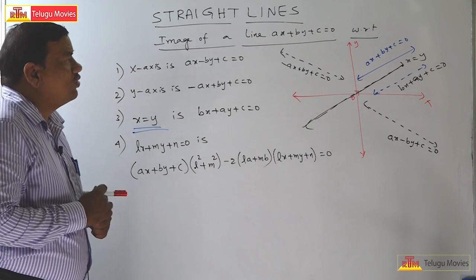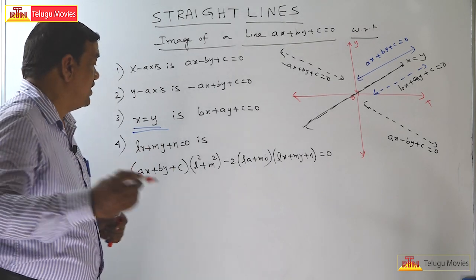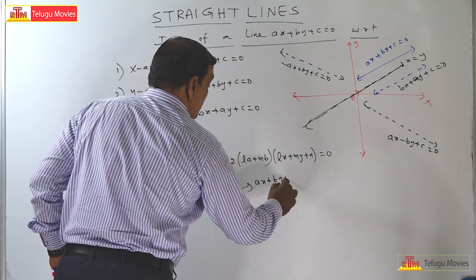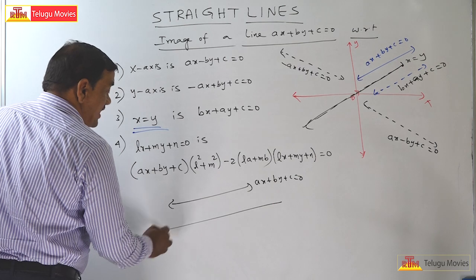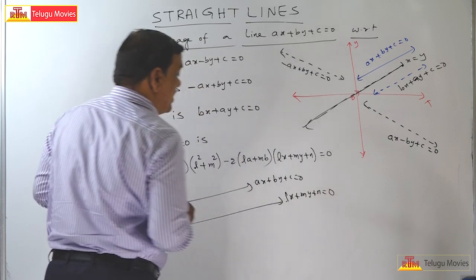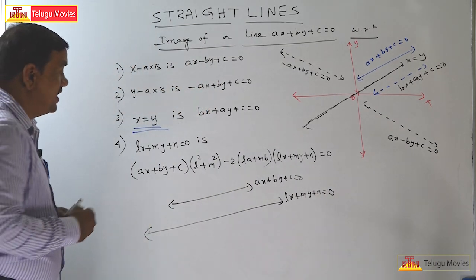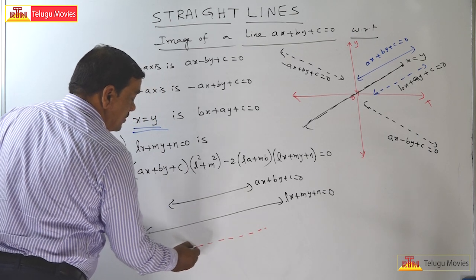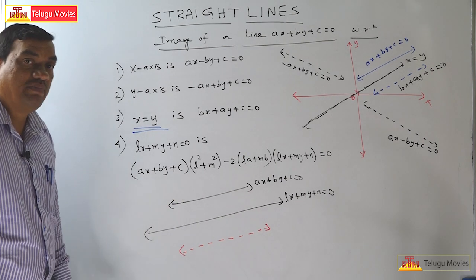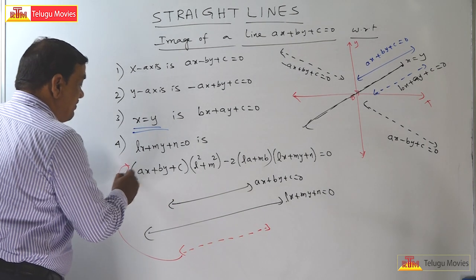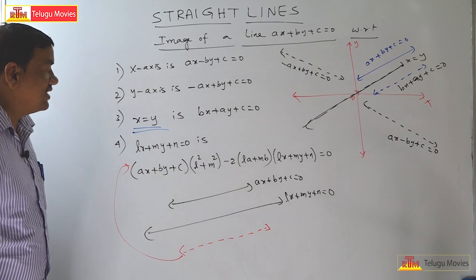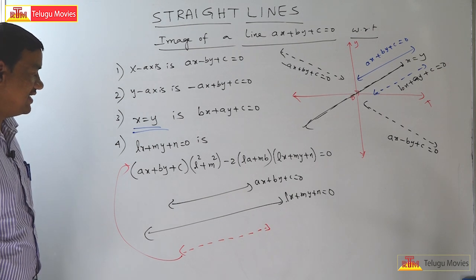So we don't want the x coordinate and y coordinate here. If a line is given, this is a line equation ax plus by plus c is equal to 0, with respect to another line lx plus my plus n is equal to 0, its image will be like this. So its image is this. The image of the line ax plus by plus c is equal to 0 is given by (ax plus by plus c)(l square plus m square) minus 2(la plus mb)(lx plus my plus n) is equal to 0.